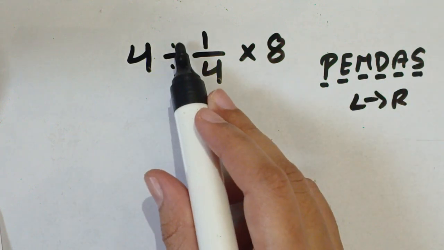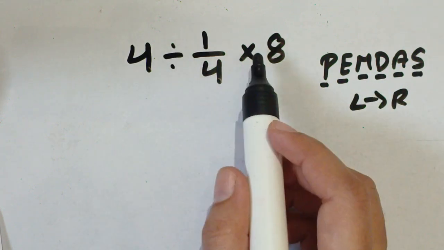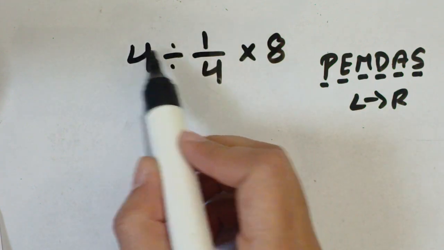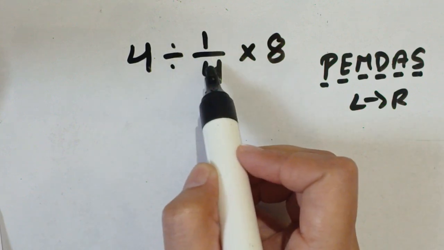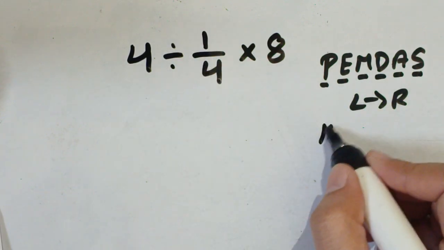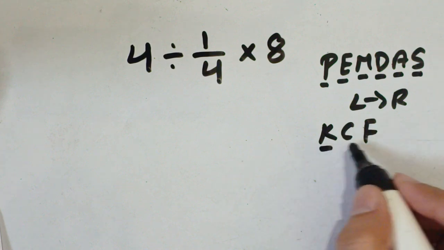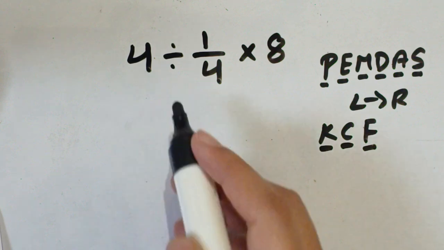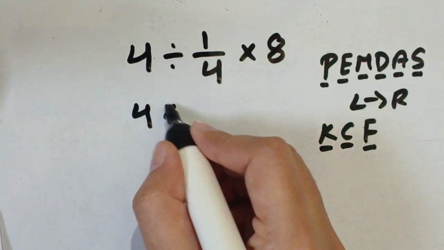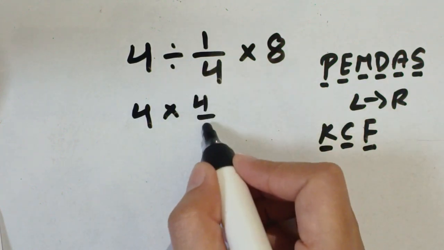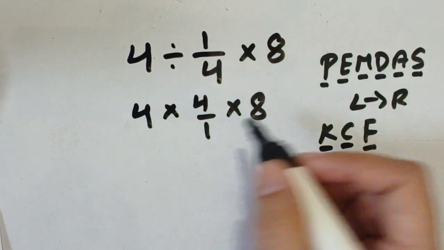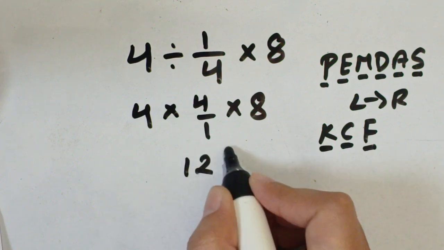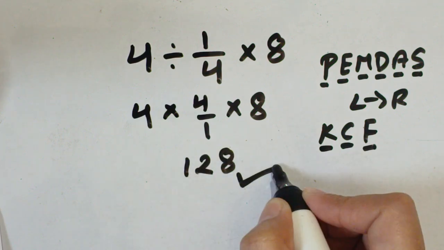So here division and multiplication is there, both have equal priorities. So first we will solve this one. We have to go from left to right. So this 4 divided by 1 by 4 we have to solve first. And here you also know that KCF rule, which is keep, change, flip. Means in this you have to keep the first fraction as it is, change this into multiplication and flip this: 4 by 1 into 8. Now multiply, you will get here 128. This is the correct value for this expression.